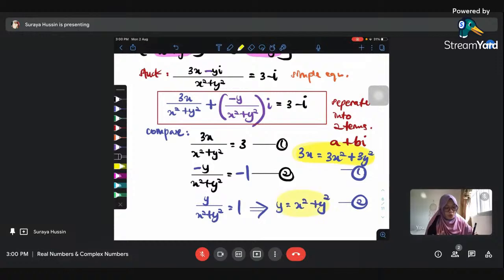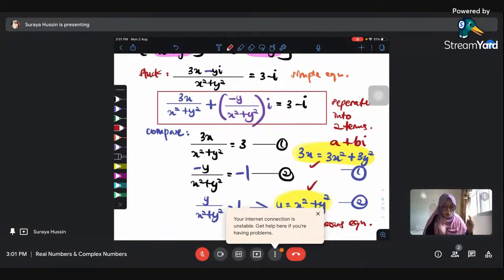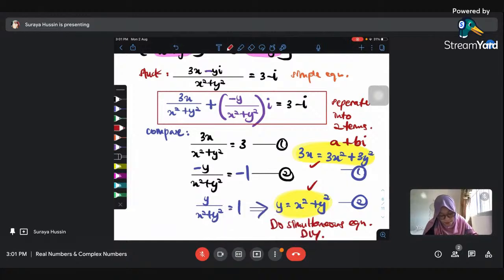Dan you buatlah simultaneous tu sendiri. Do simultaneous equation. Okay. Saya dah bagi the correct equation. This is the correct equation. 2 marks. Okay. Cara nak compare dekat sini perlu hati-hati. Okay. Perlu hati-hati. Ada 2 cara. Saya dah tunjuk 2 cara dah tadi. Okay. Satu cara yang sebelum ni. And this is the second cara lah. This is the second method. Second method mesti letak plus lah.